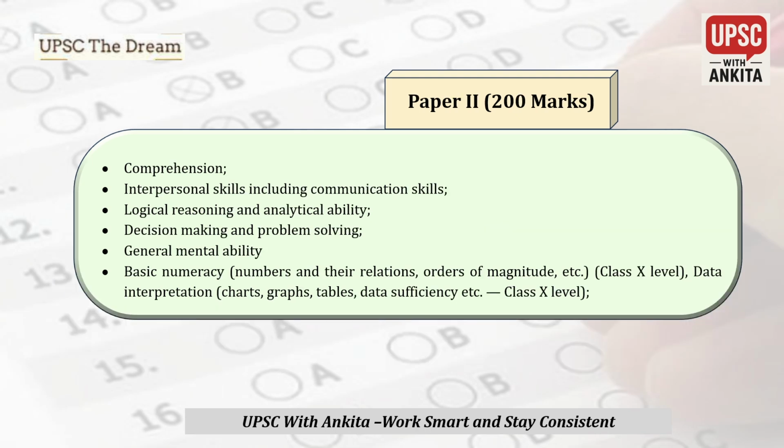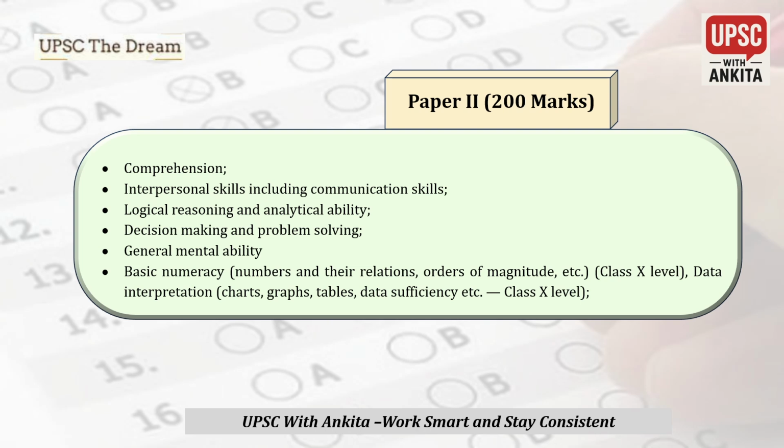Then comes Paper 2, that is the Civil Services Aptitude Test. This paper is only qualifying in nature. It will test the comprehension, logical reasoning, basic numeracy, and decision making capacity of the aspirants. The qualifying mark is fixed at 33% of the total marks, which means 66 marks is needed to qualify this paper. Even though qualifying, many aspirants fail due to neglecting it.